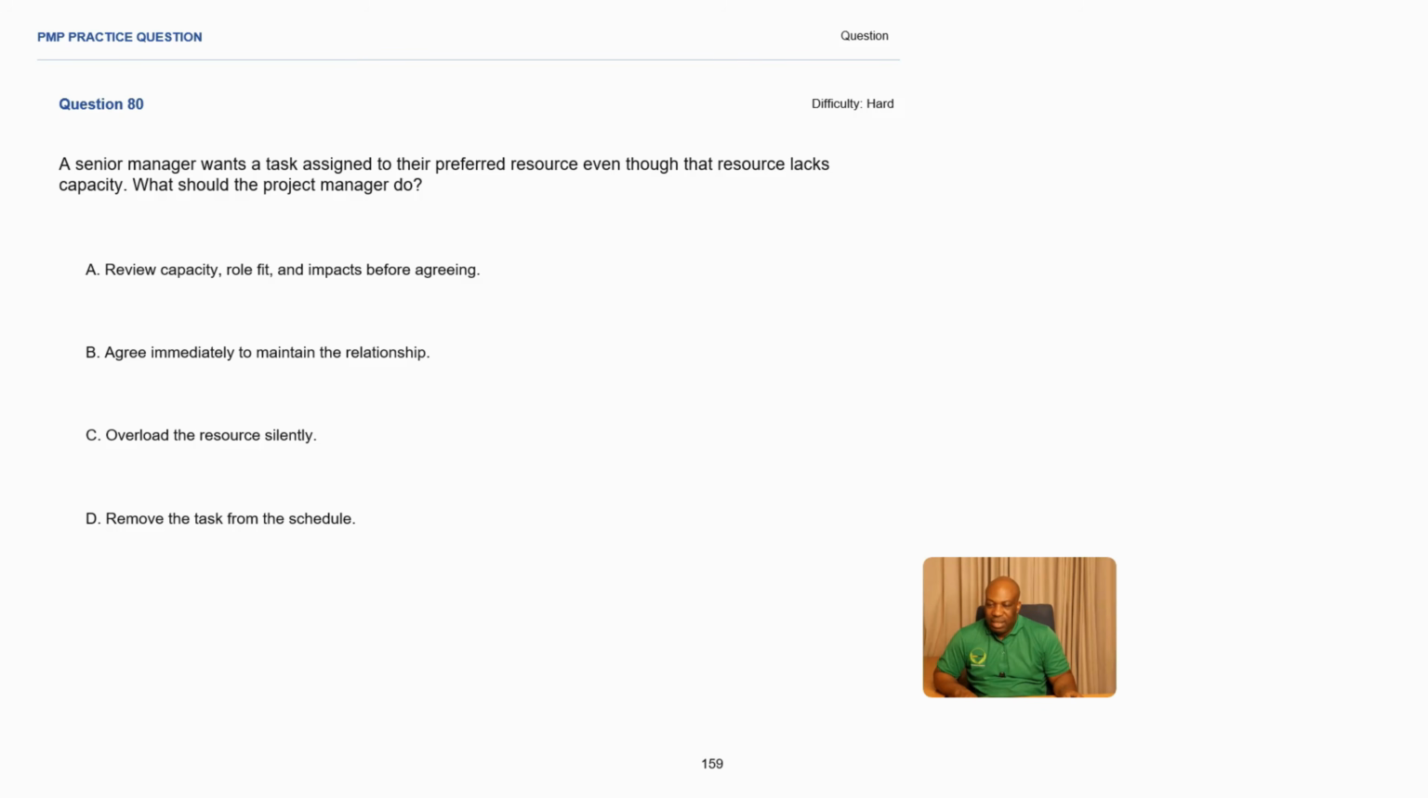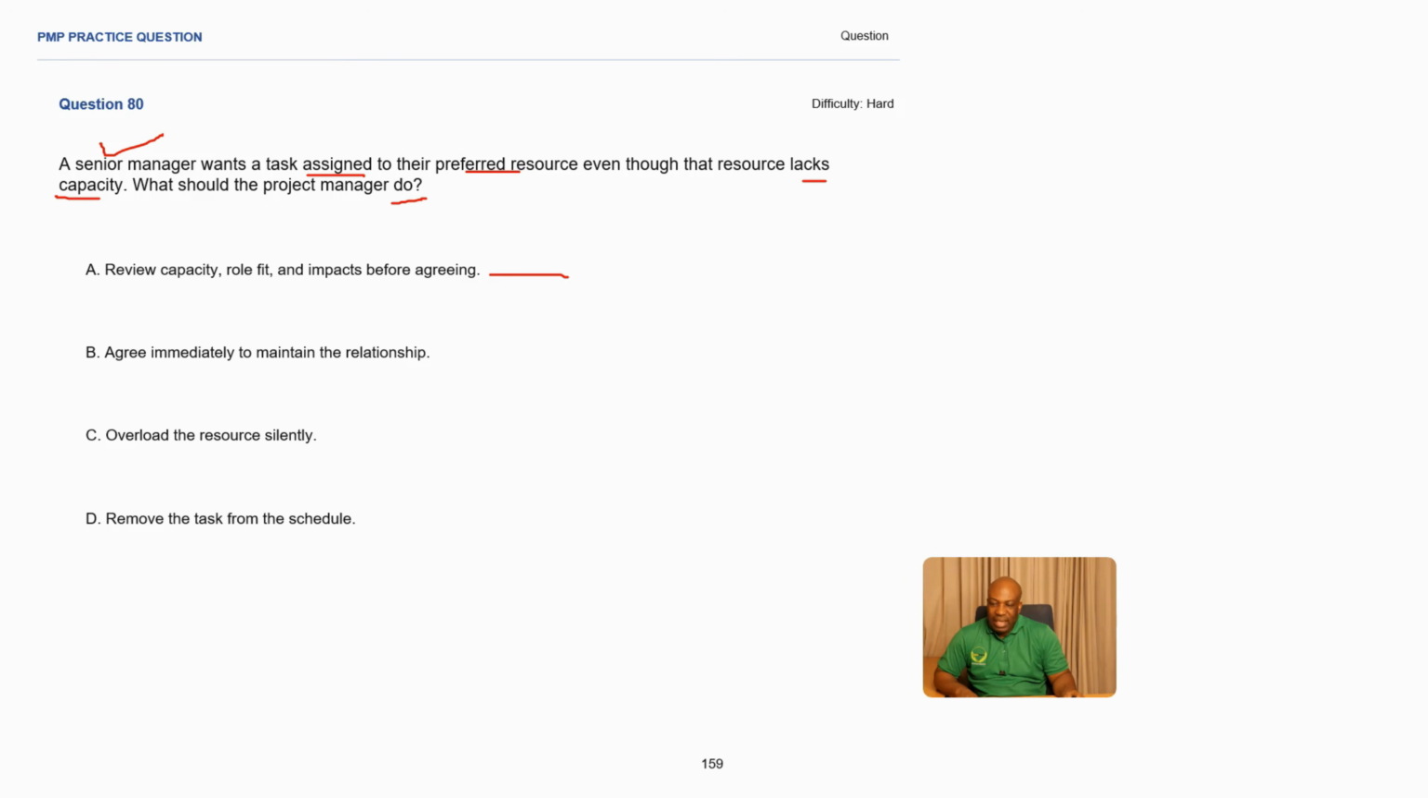Practice question number 80. A senior manager wants a task assigned to their preferred resource, even though that resource lacks capacity. What should the project manager do? Okay. So our problem statement, we have a senior manager who wants a task assigned to their preferred resource, even though that resource lacks capacity, right? So let's go through the answers. A, review capacity, role fit, and impacts before agreeing. Okay, makes sense. B, agree immediately to maintain the relationship.